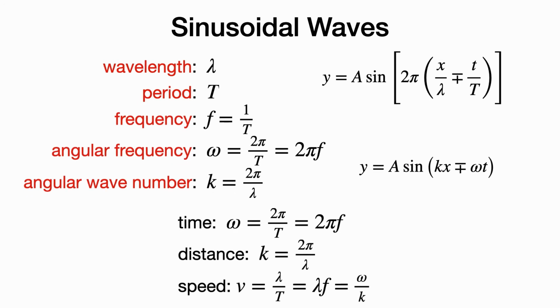In summary, we see that the temporal aspects of a sinusoidal wave are characterized by the angular frequency or the period or the regular frequency, while the spatial aspects of the sinusoidal wave are characterized by the angular wave number or the wavelength, and the speed with which the waves propagate is related to these quantities in the following ways. The speed can be equal to the ratio of the wavelength to the period, or the product of the wavelength and the frequency, or the ratio of the angular frequency to the angular wave number.